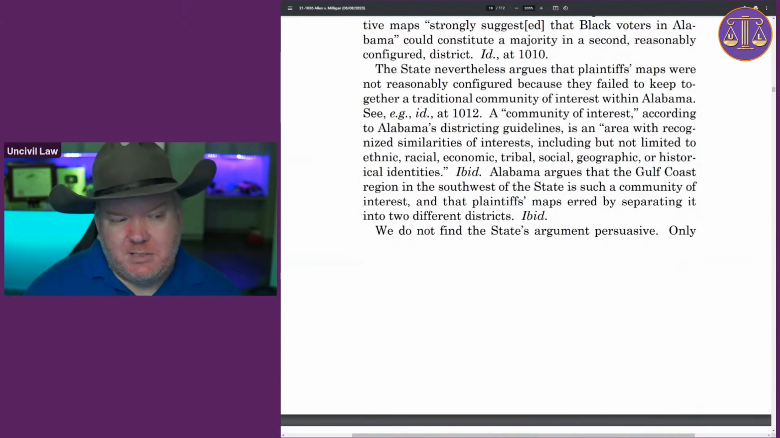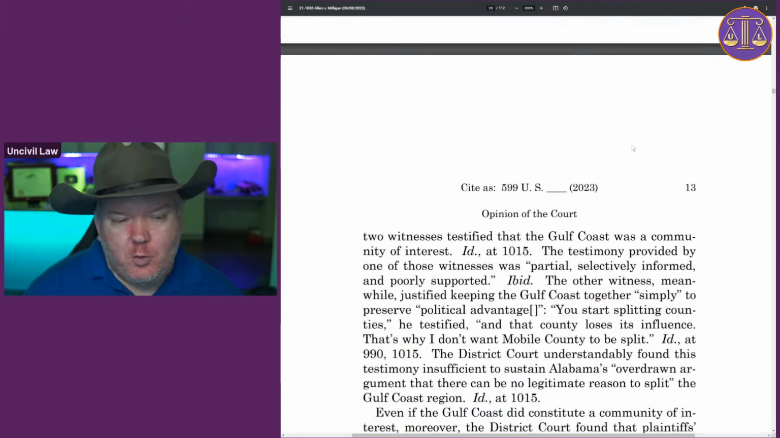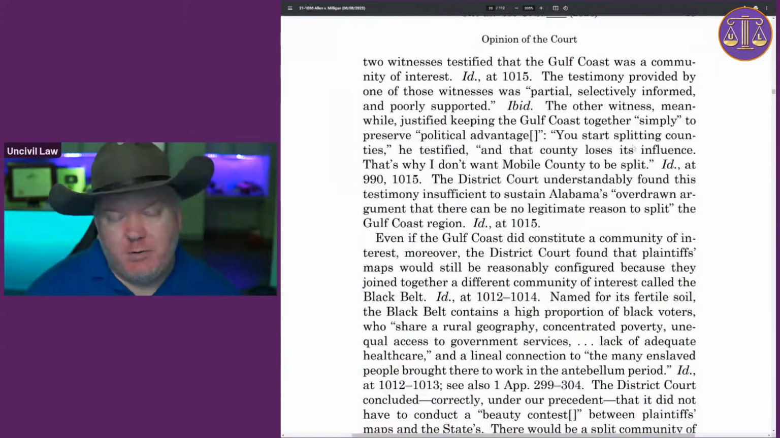We do not find the argument persuasive. Yeah, okay, that seems a bit, yeah. Only two witnesses testified the Gulf Coast was a community of interest. The testimony provided by one of the witnesses was partial, selectively informed, and poorly supported. The other witness, meanwhile, justified keeping the Gulf Coast together simply to preserve its political advantage.